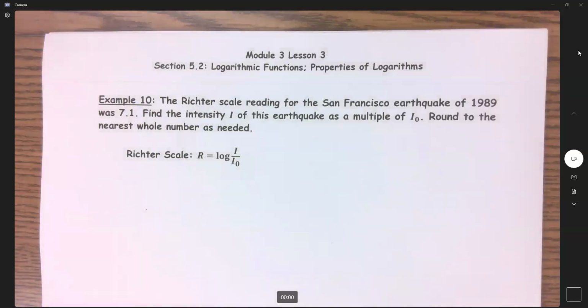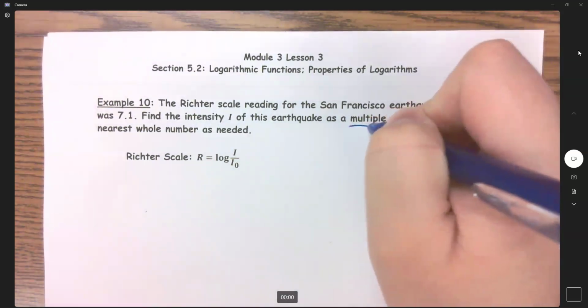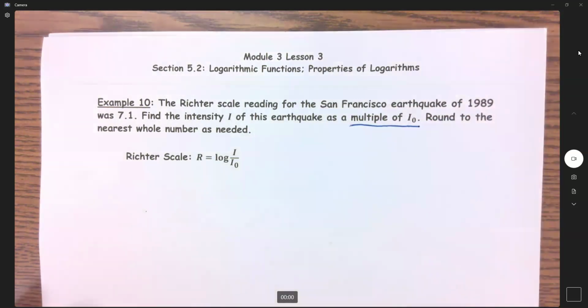Examples 10 and 11 are application problems that you're going to see in your homework. Example 10 says the Richter scale reading for the San Francisco earthquake of 1989 was 7.1. Find the intensity I of the earthquake as a multiple of I naught, or I sub 0. Round to the nearest whole number as needed.